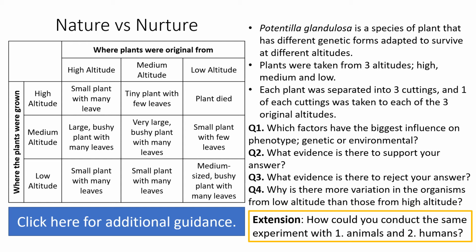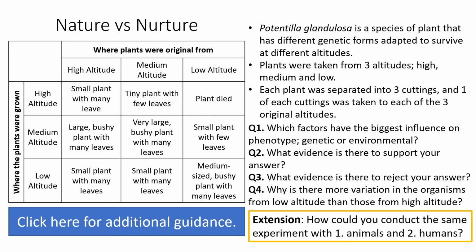You can look at the diagram on the left hand side. There is additional guidance which I will show in a second, but you have where plants were grown and where plants were originally from, and then a description of what the plant looks like. The plants were taken from 3 different altitudes, just simply low, medium and high, and then they were replanted accordingly. And you've got a number of questions.